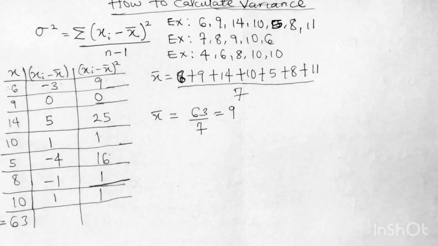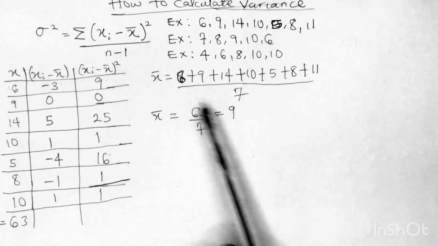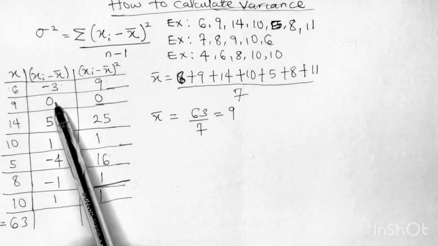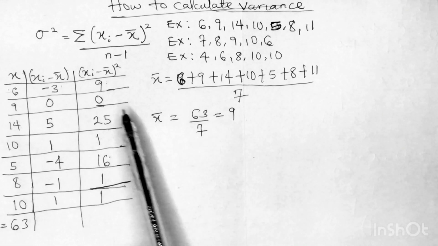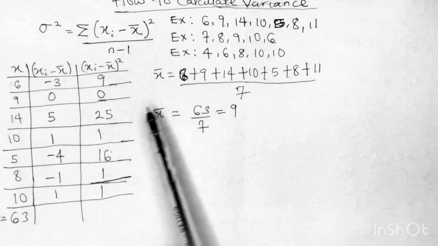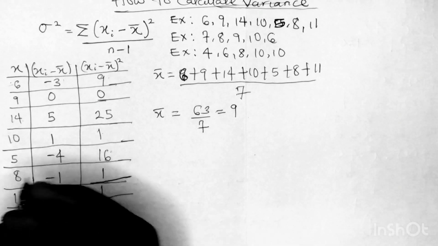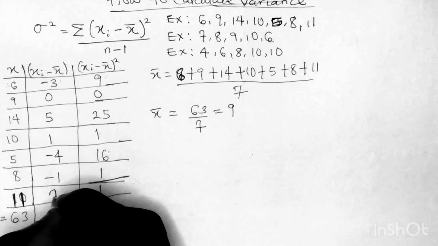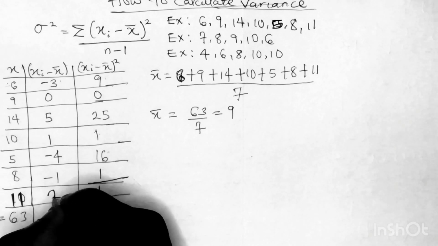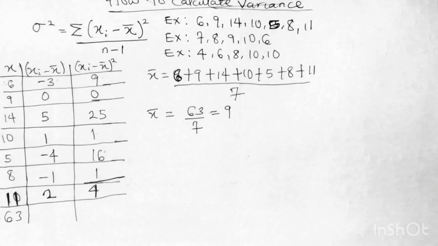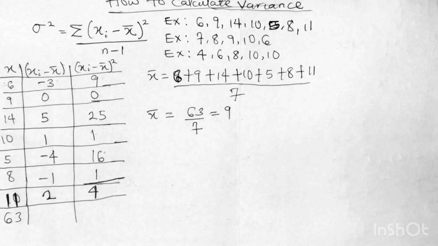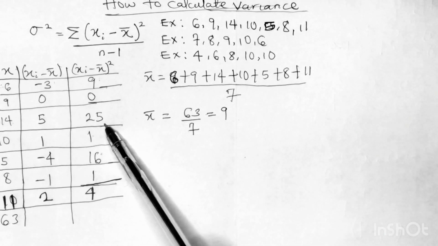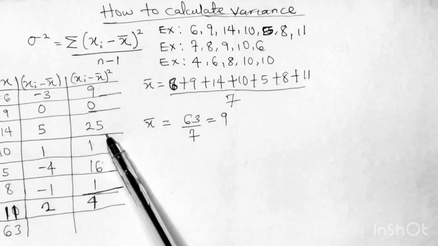So let me check that again. 6 minus 9 is minus 3. 9 minus 9 is 0. 14 minus 9 is 5. Oh, I have 11 there. This one is supposed to be 11. So this should be 2. Then I have 4 here. Okay, so let's add up together again. So I have 9. 9 plus 0 is 9. 9 plus 25 is 34.